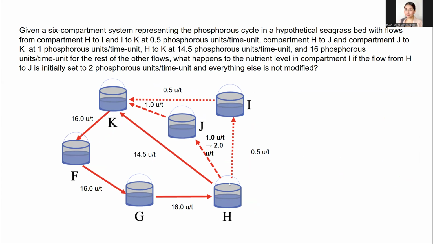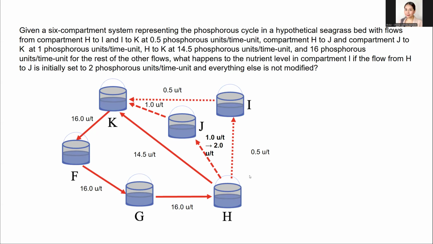So we shifted, ito na pala yung follow-up. Magkasunod pala sila back to back. So if we shifted the flow of H to J from 1 to 2, what happens to the nutrient level in compartment I once the savings of compartment H runs dry?